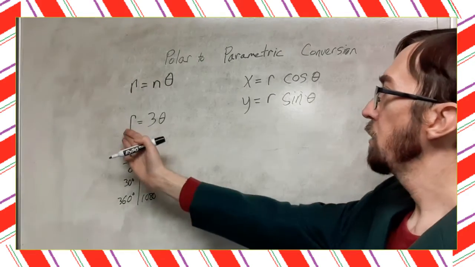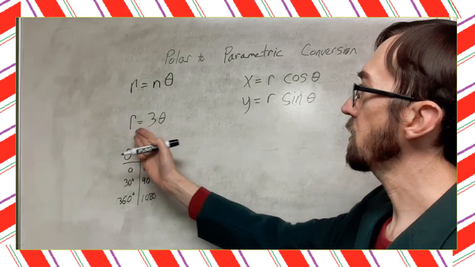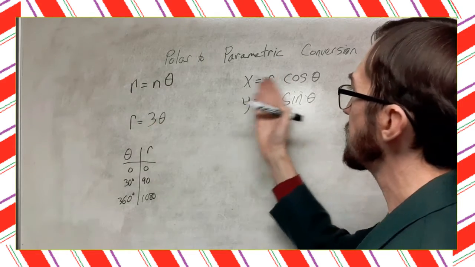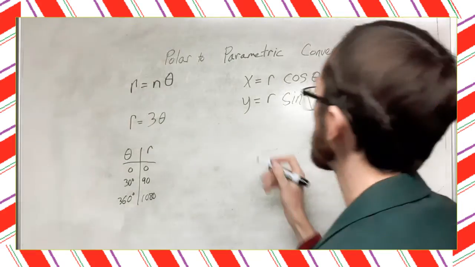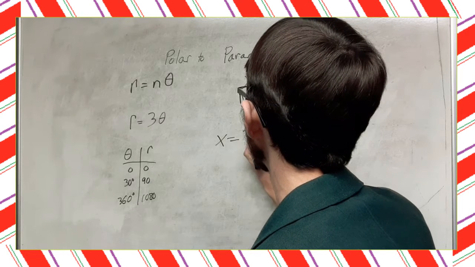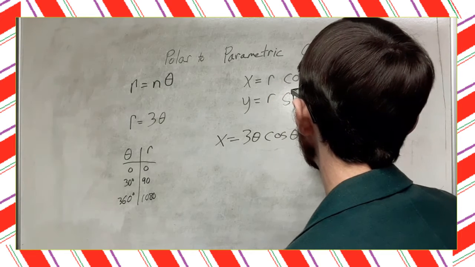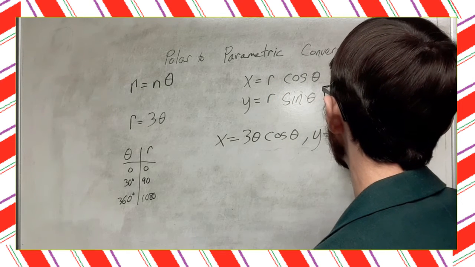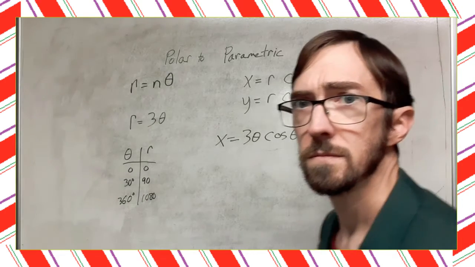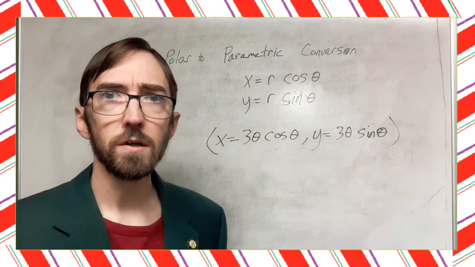What is r? Well, r is our original polar equation here. r is equal to 3 times theta. So we are going to substitute into here our r value, which is 3 theta. So our parametric set will be x is equal to 3 theta cosine of theta, and our y will be 3 theta sine of theta. So this would be our ordered pair.